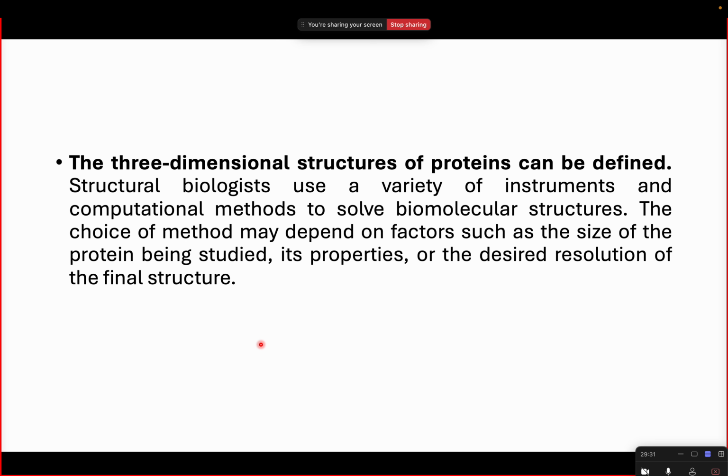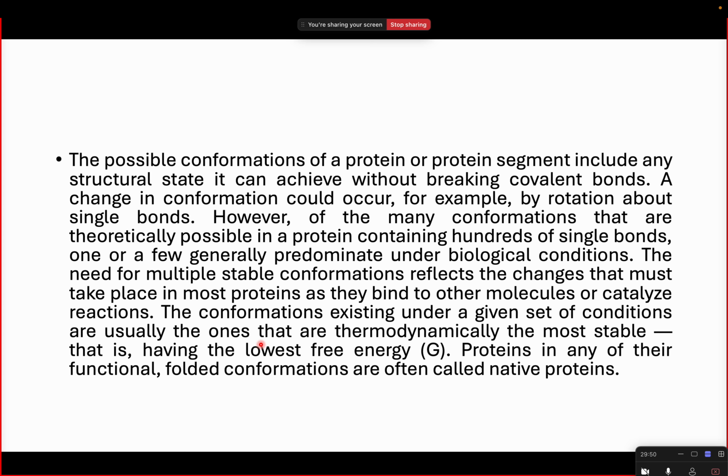The three-dimensional structure of proteins can be defined. Structural biologists use a variety of instruments and computational methods to solve biomolecular structures. The choice of method may depend upon factors such as the size of the protein being studied, its properties, or the desired resolution of the final structure.